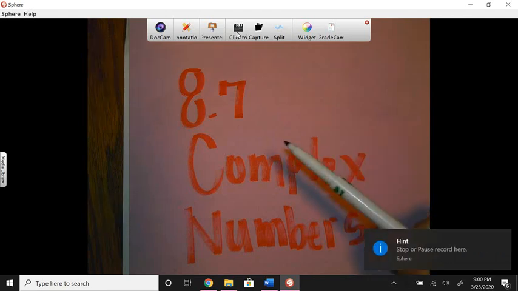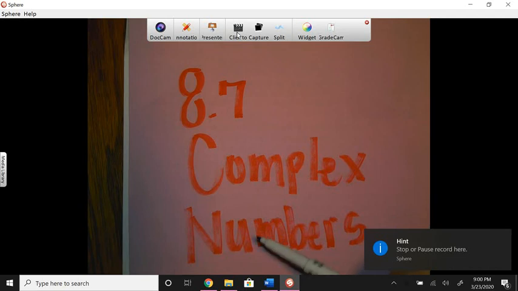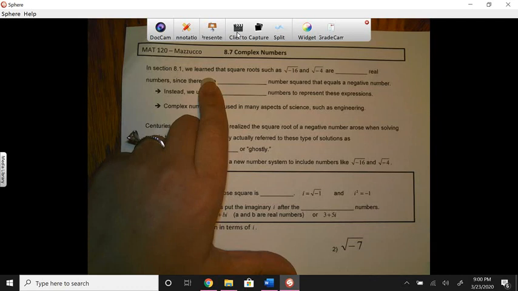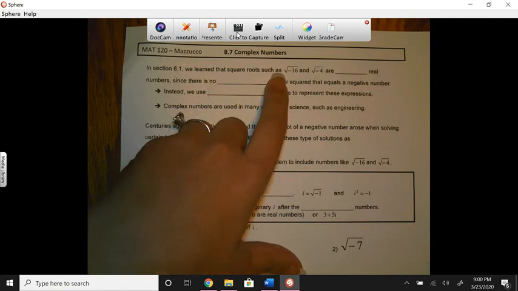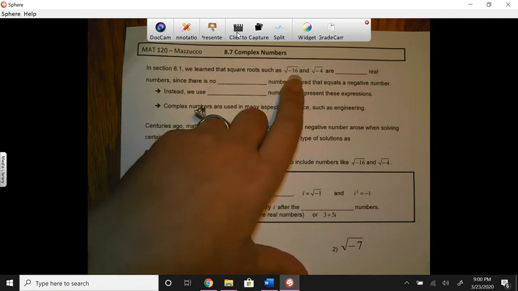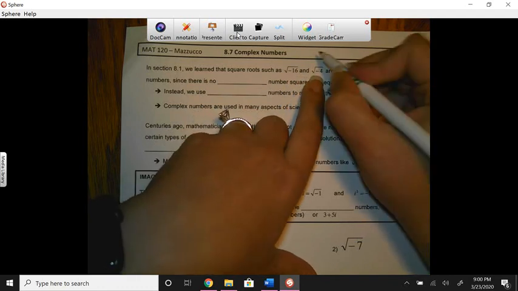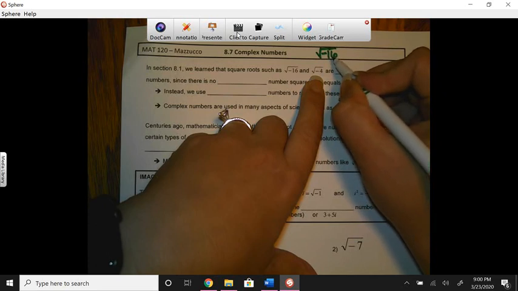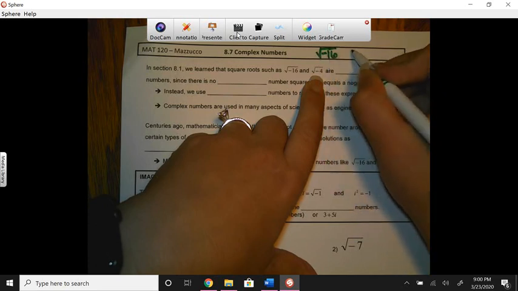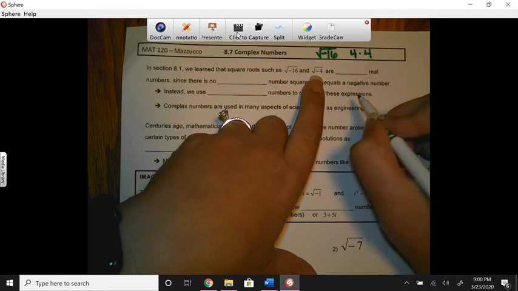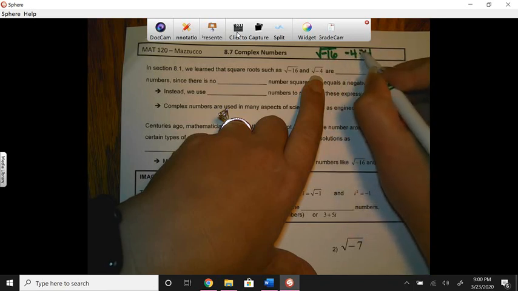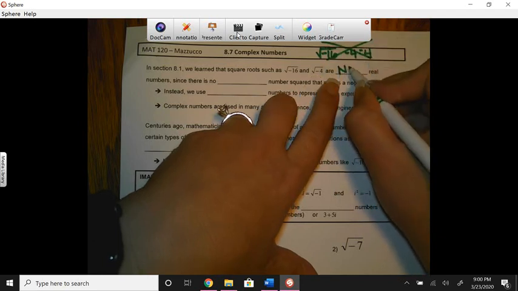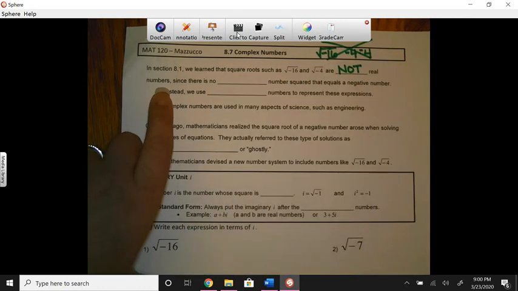This video is going to go over complex numbers. In section 8.1, we learned about square roots such as the square root of negative 16 and the square root of negative 4. So the square root of negative 16 is saying what times itself will result in negative 16. Well, 4 doesn't work because 4 times 4 is 16, and negative 4 times negative 4 is also 16.